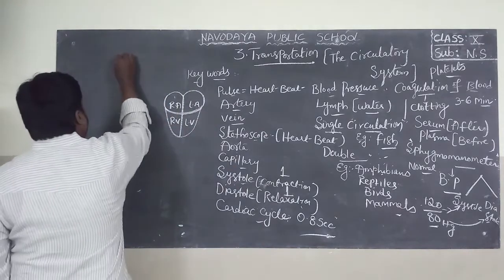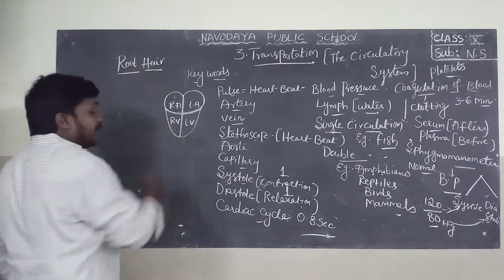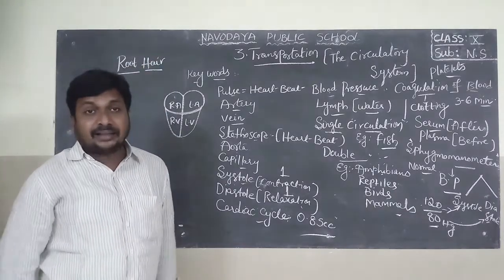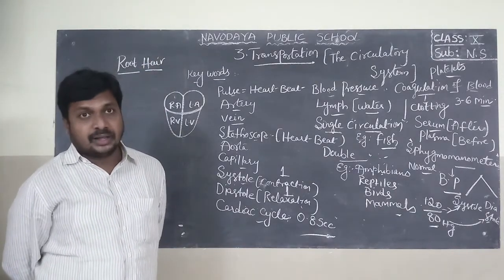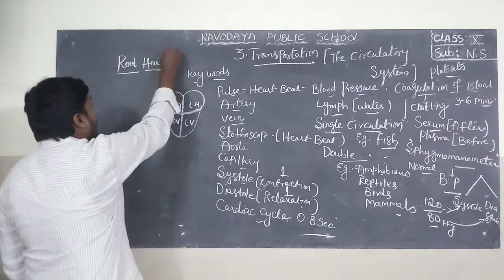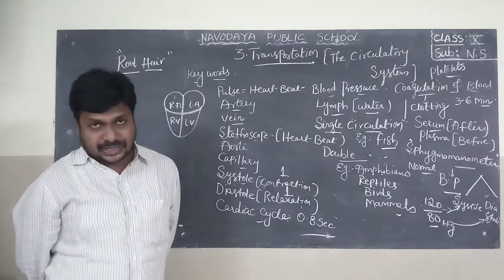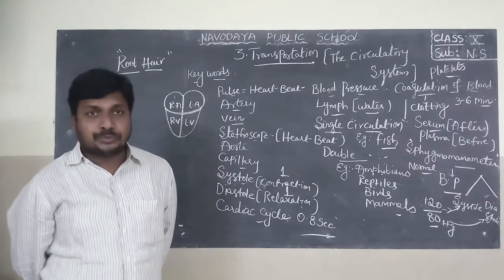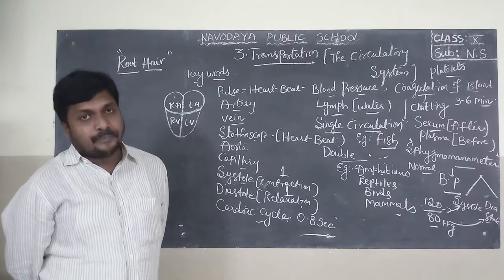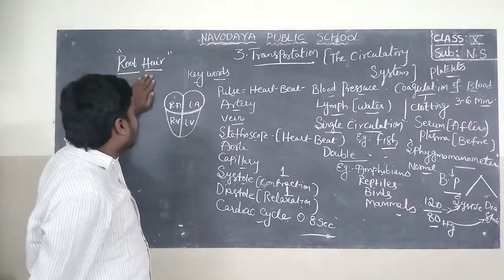Next one is root hair. Root hairs are the microscopic structures at the time of germination. If you observe sprouts with the help of a lens, we can find the root hair. What are the root hairs? Root hairs are the structures which help to absorb water from soil and send it to all parts of the plant. That is called root hair.